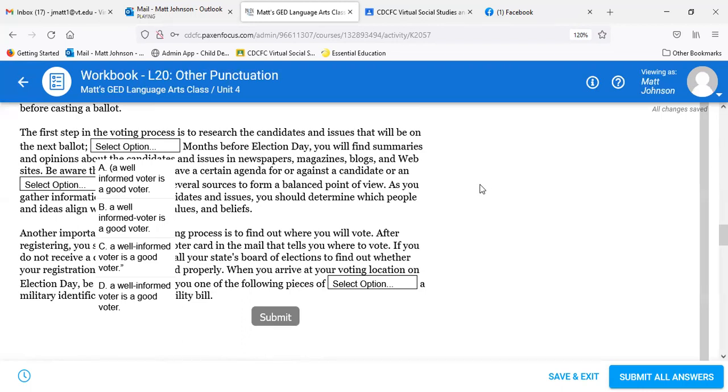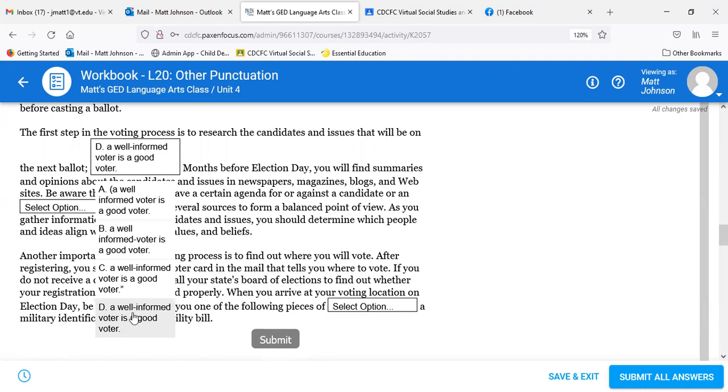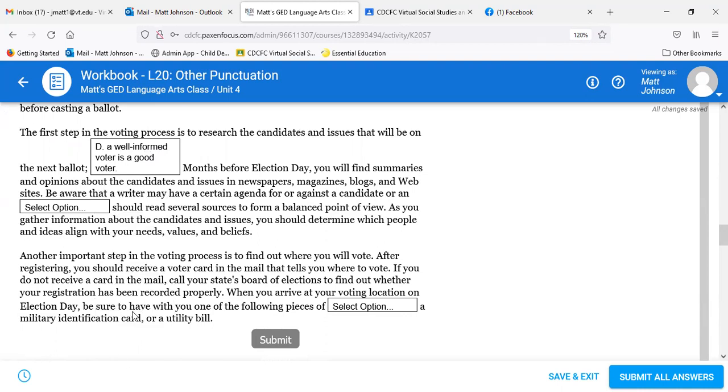D. Well-informed voter, D as in dog. Yep. So the next ballot, semicolon. We have a complete idea, a complete sentence at the beginning, semicolon. A well-informed voter is a good voter, also a complete idea. So we could use "and" there. Instead, we're going to use the semicolon. What we need, though, is to hyphenate well-informed to put that modifier together. So D as in dog. A well-informed voter is a good voter.